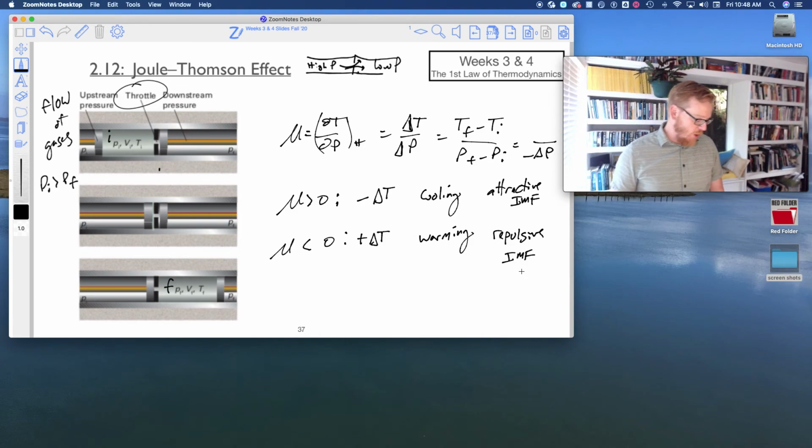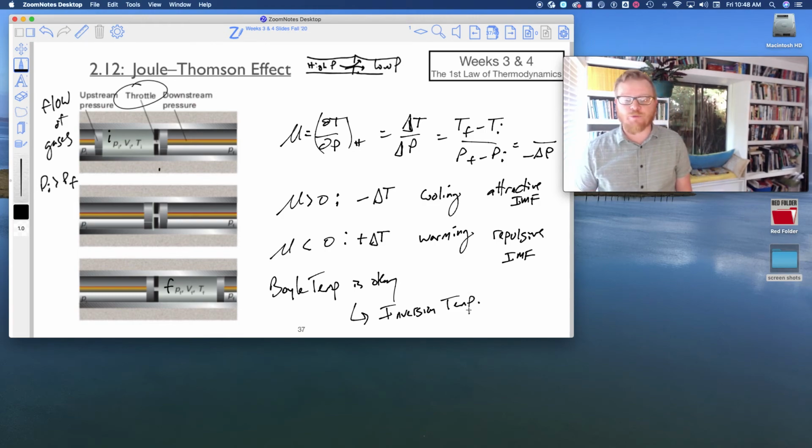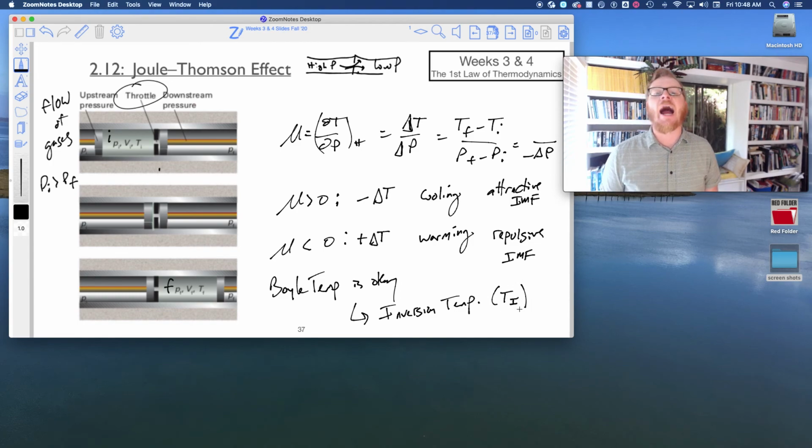Okay? And so, as it turns out, the boil temp is an okay predictor of this. The inversion temperature is better. And I'm not going to draw up the formula for the inversion temperature. I will define that it's typically given as Ti. The inversion temperature is the temperature at which a gas switches signs in its Joule-Thomson coefficient, and it is fairly closely related to the boil temperature.